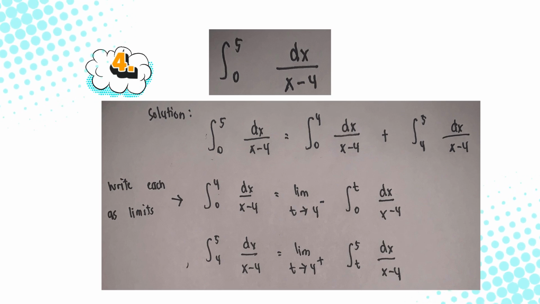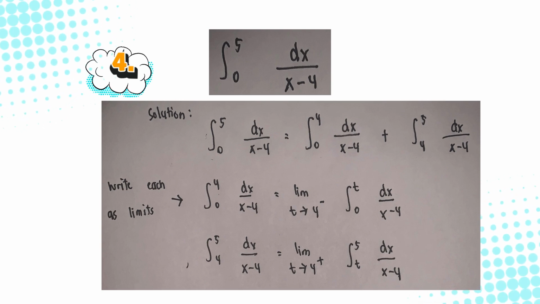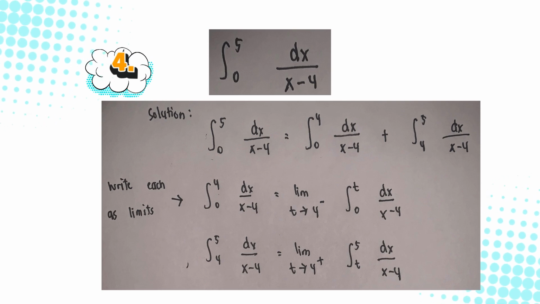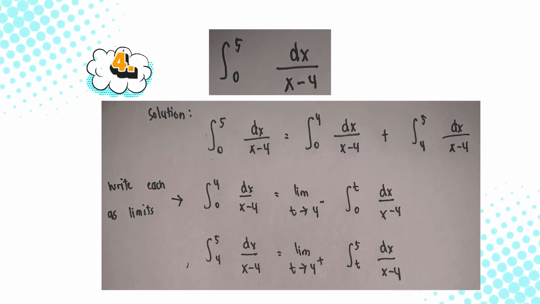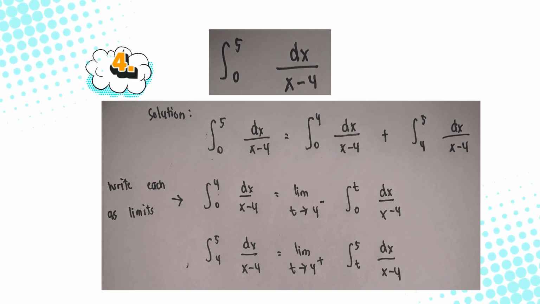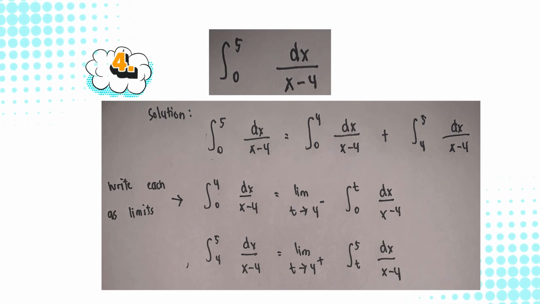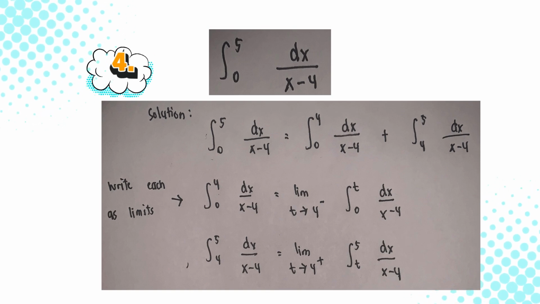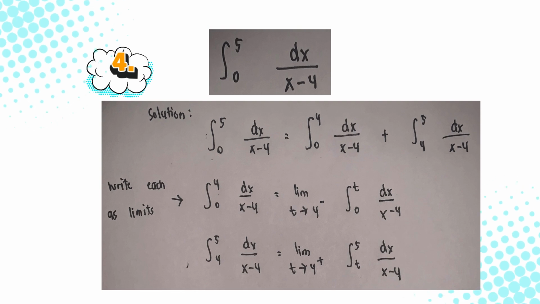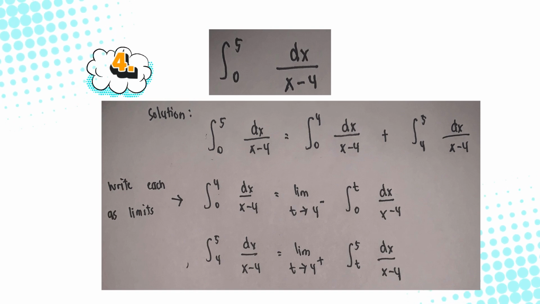Then we are going to express it as limits. Each part becomes a limit approaching 4. So the integral of dx over x minus 4 from 0 to 4 equals the limit of the integral dx over x minus 4 from 0 to t as t approaches 4 from the left, and the integral of dx over x minus 4 from 4 to 5 equals the limit of the integral dx over x minus 4 from t to 5 as t approaches 4 from the right.